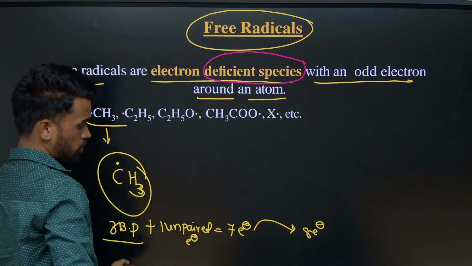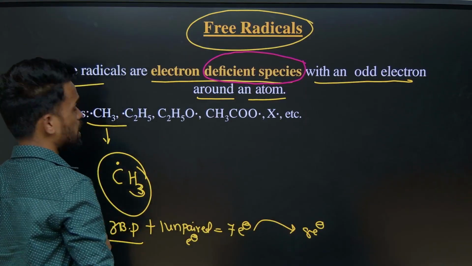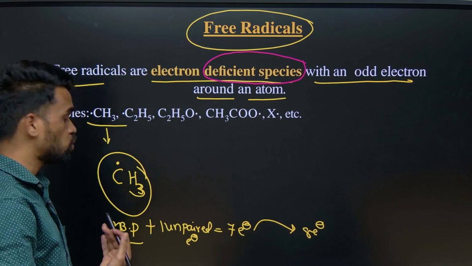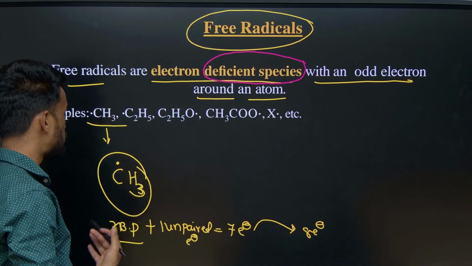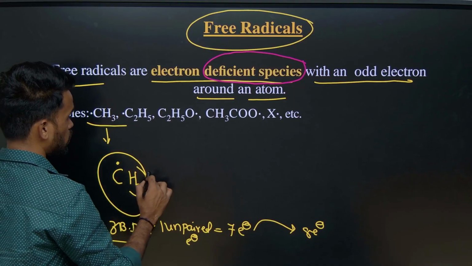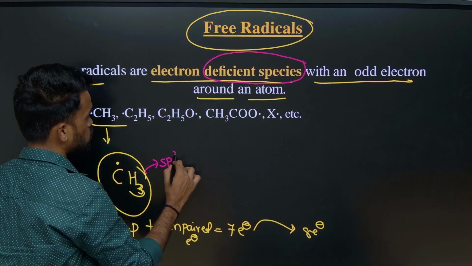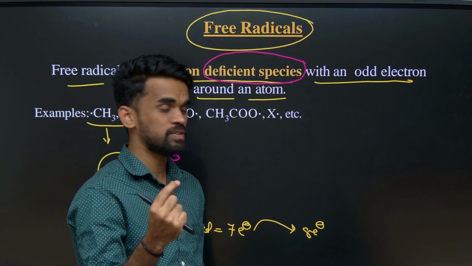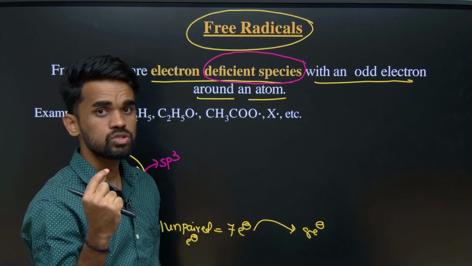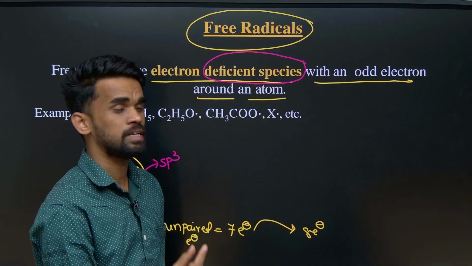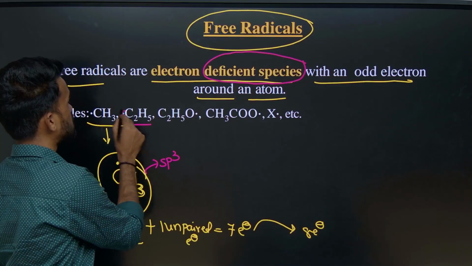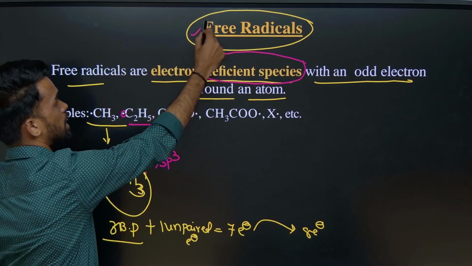Now what is the hybridization I told you? It will generally be sp2. When it has strong electron withdrawing groups like CF3, with fluorines around it, we can consider it as sp3 hybridization in that case. Here the ethyl free radical is also there. This also comes under free radical examples.